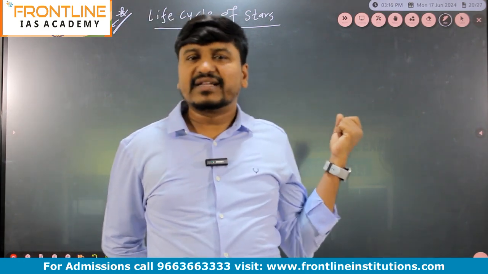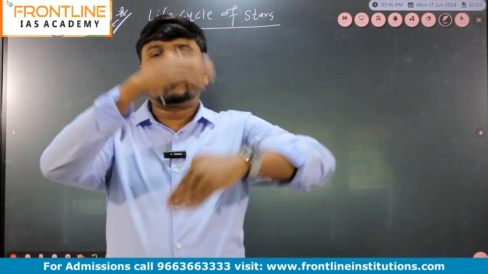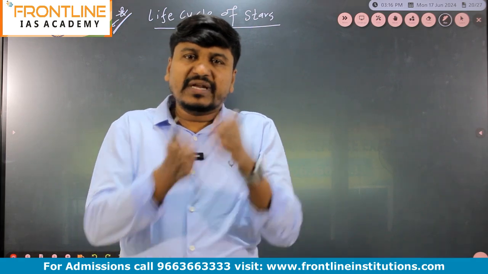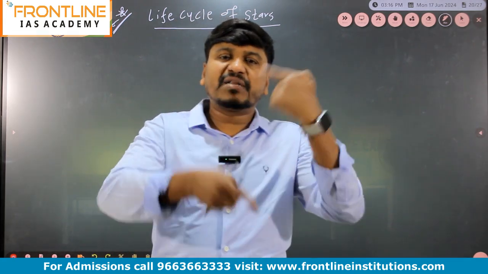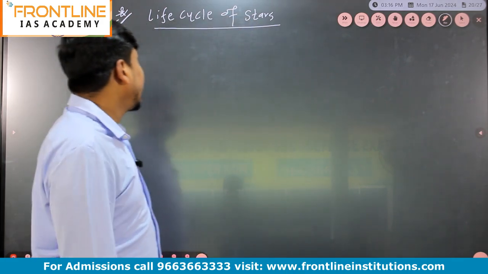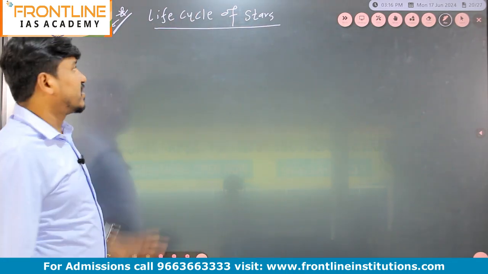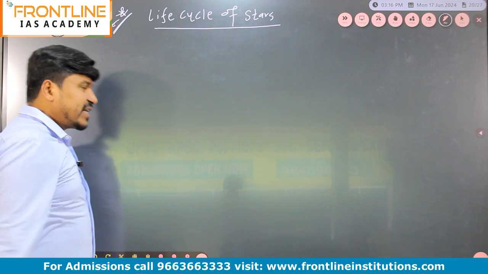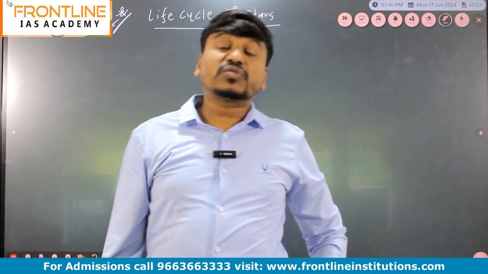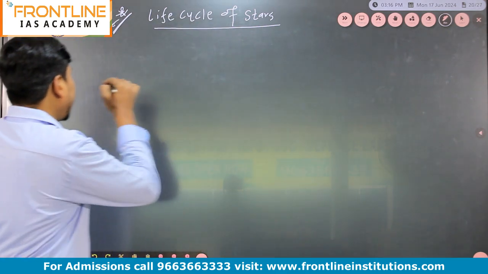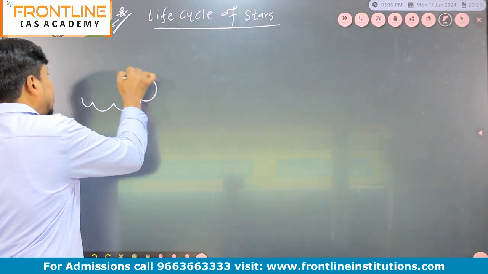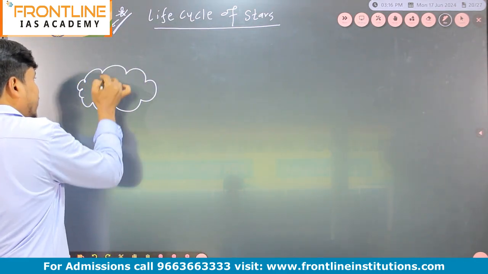A star cycle means a continuation or repetition of life: origin and repetition. That repetition we call the life cycle, right? So the life cycle of stars is a very important point. If you get the question of where the stars originate, the answer is nebula. Nebula is the source or origin.